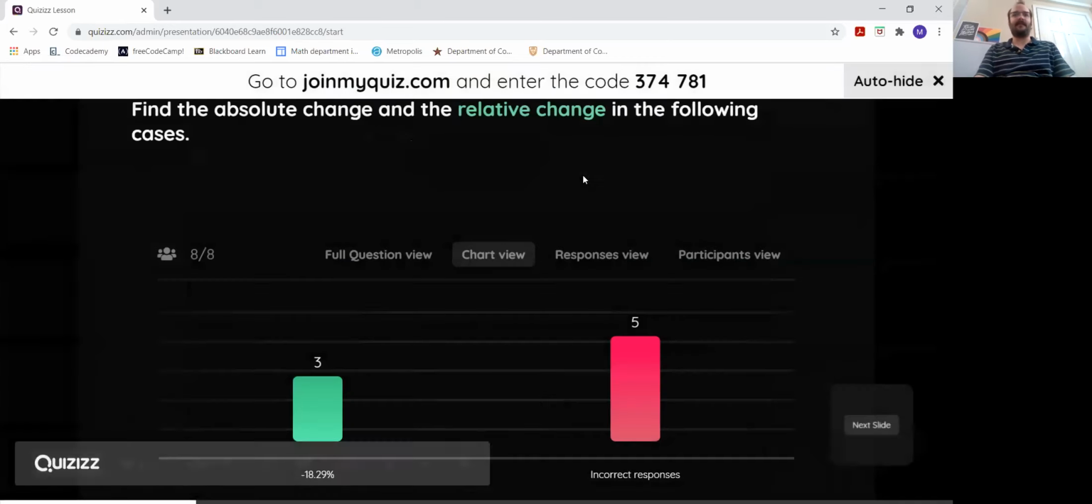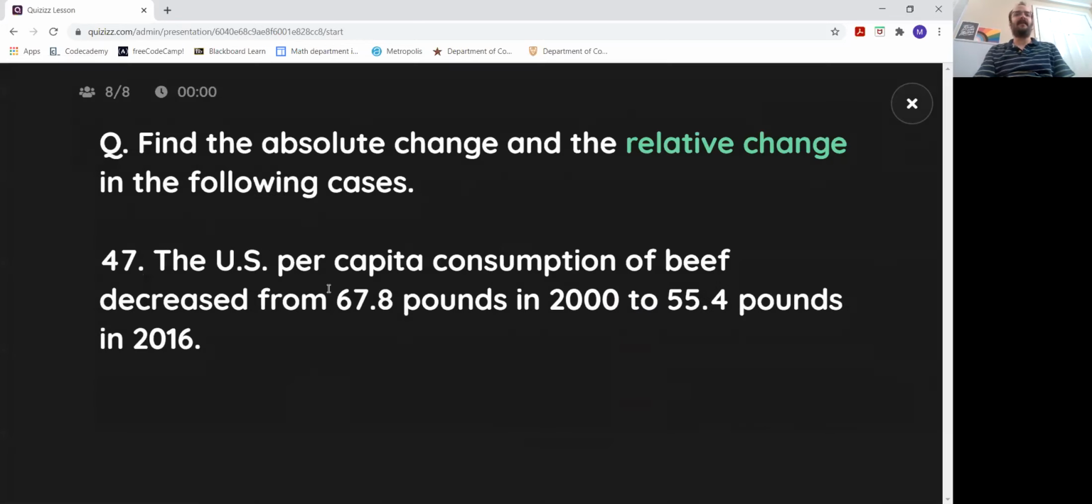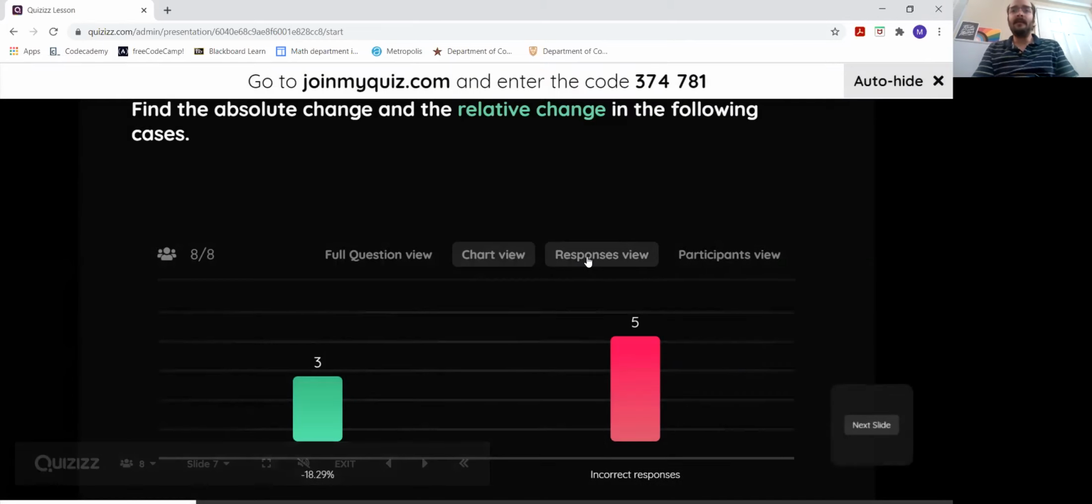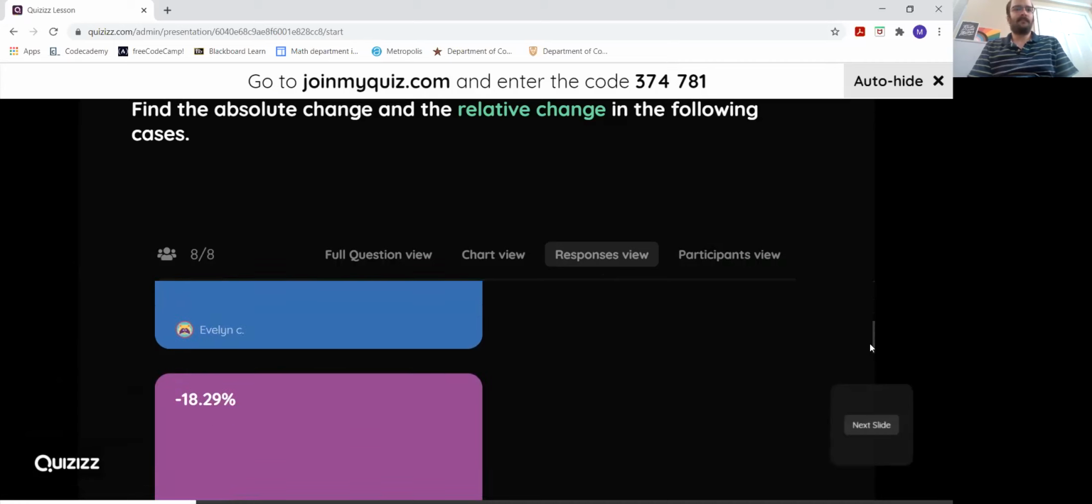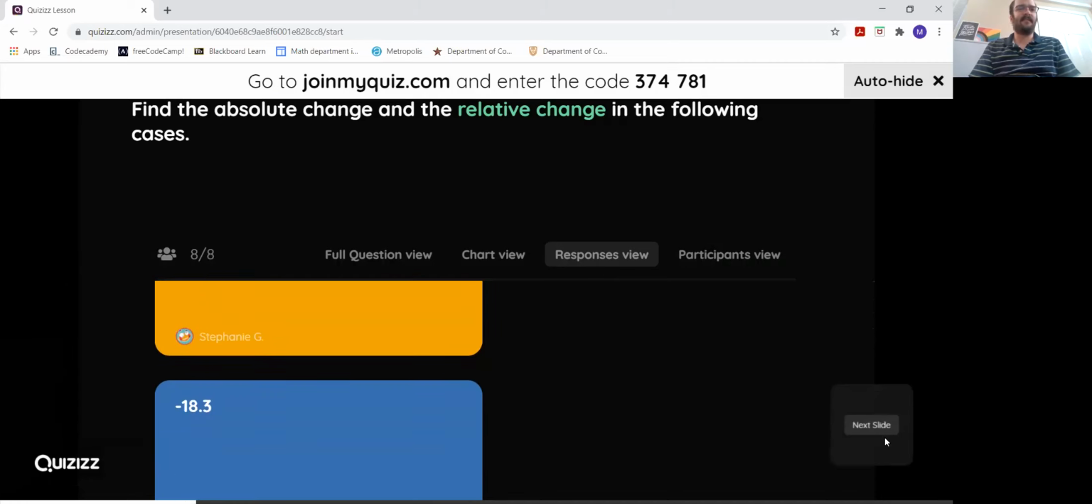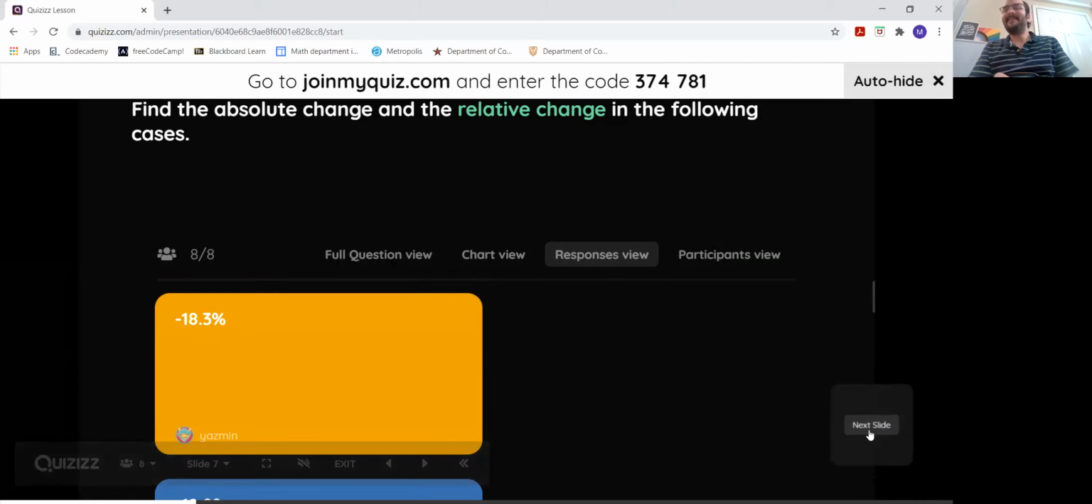Oh, I got to exit out of the full screen. That's right. Minus 18.29. So we have to be careful which one we're dividing by. So we want to divide by the old or the original price, which is the 67.8. So new minus old over old. So 55.4 minus 67.8, and then we divide everything by the 67.8. What do y'all say? Minus 18.3, so just rounding, that's good. You're still getting it. Yeah, it should have a percent sign on there. I think you just got your decimal place there, hopefully. Okay.